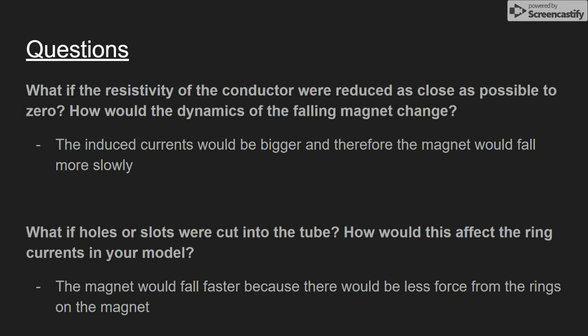And final questions, what if the resistivity of the conductor was reduced as close as possible to 0? How would the dynamics of the falling magnet change? So the induced currents would be bigger and therefore the magnet would fall more slowly. And then what if holes or slots were cut into the tube? How would this affect the ring currents in your model? The magnet would fall faster because there would be less force from the rings on the magnet.